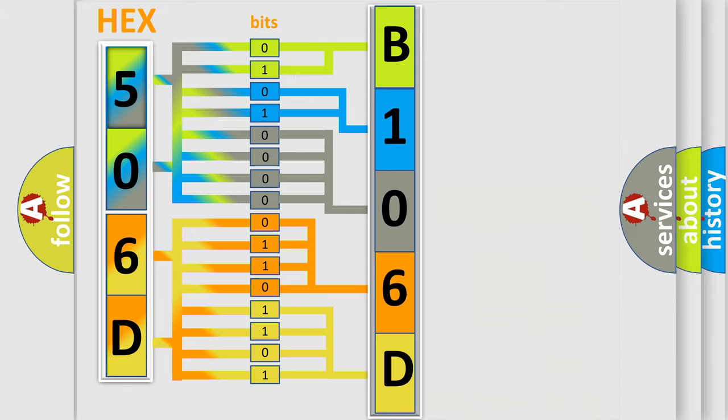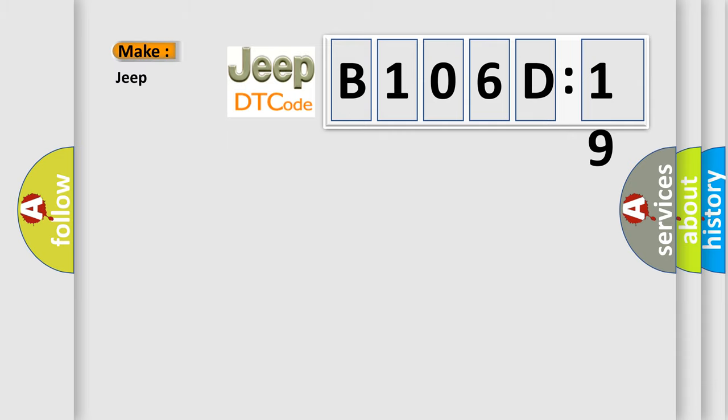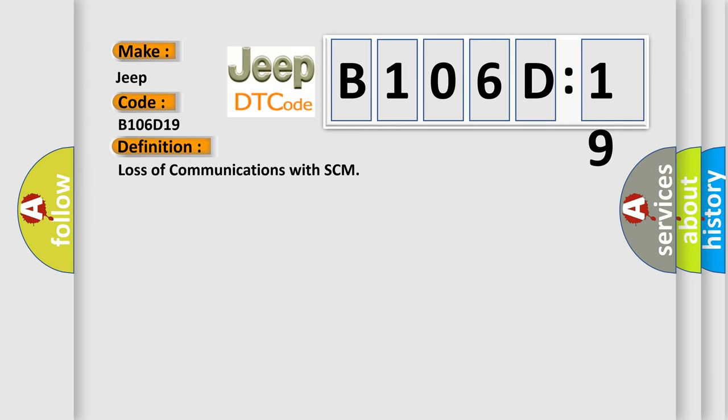We now know in what way the diagnostic tool translates the received information into a more comprehensible format. The number itself does not make sense to us if we cannot assign information to what it actually expresses. So, what does the diagnostic trouble code B106D-19 interpret specifically for Jeep car manufacturers? The basic definition is loss of communications with SCM.